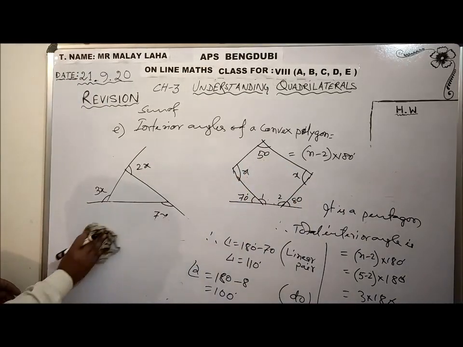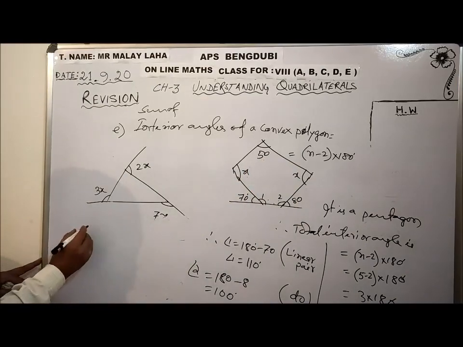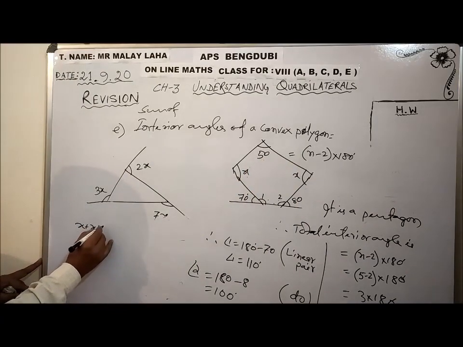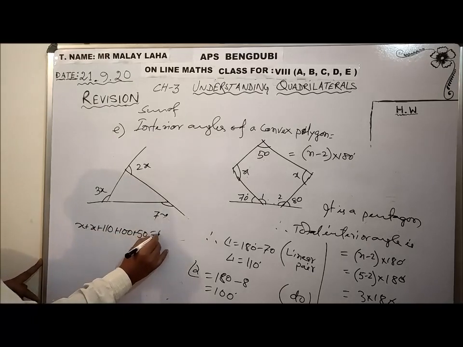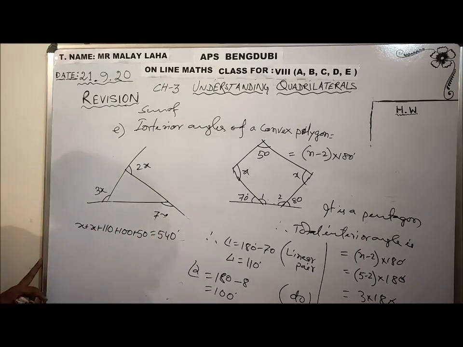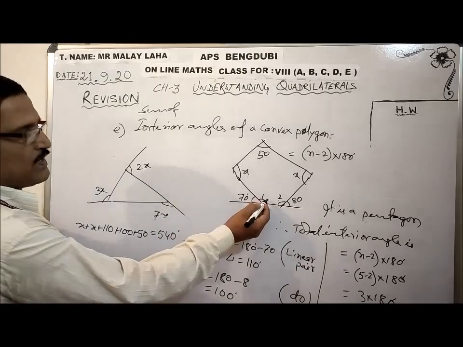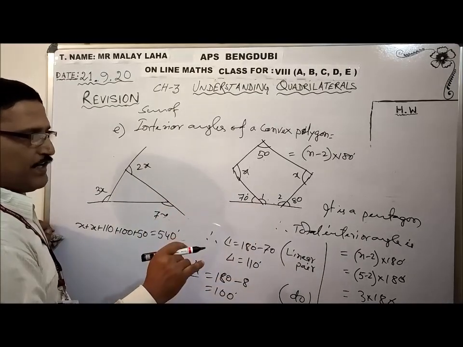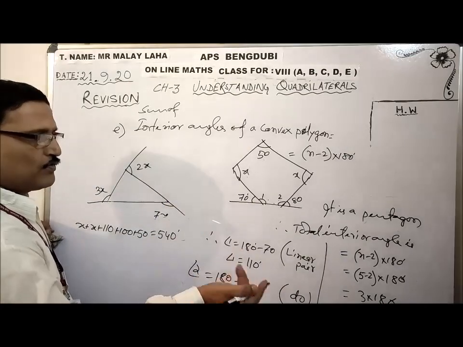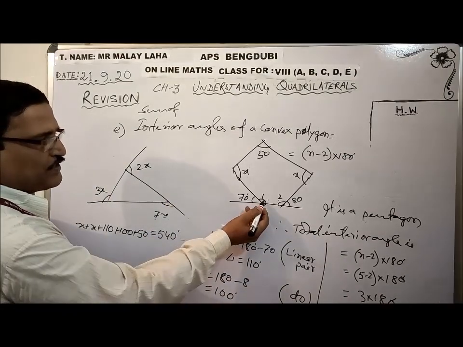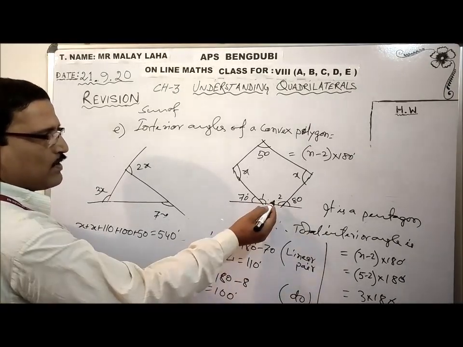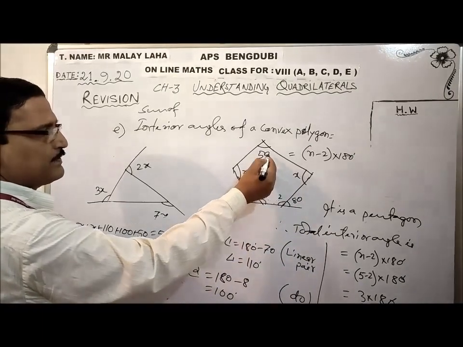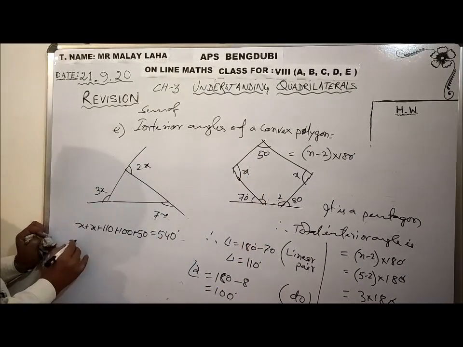Now establish what is the total interior angle of the pentagon? 540. So x plus 110 plus 100 plus 50 equals 540 degree. Have you understood? Whatever the missing part is, you will calculate, and this calculation you do in your notebook. Exterior and interior form a linear pair, we got 110. Interior and exterior linear pair, we got 100. Now 100, 110, x plus 50 plus x should equal 540 degree.